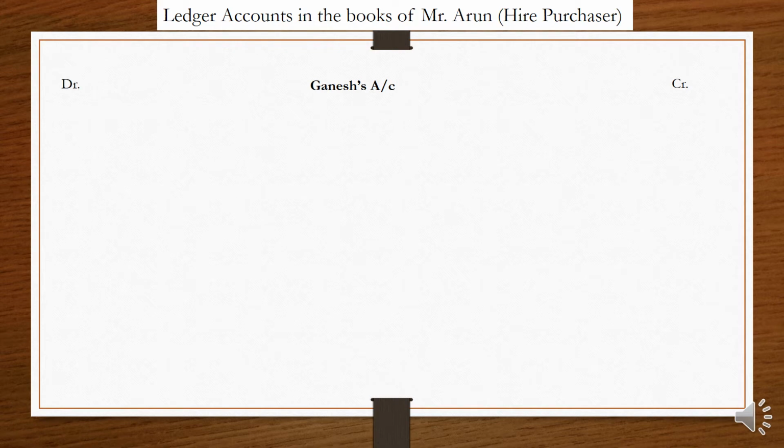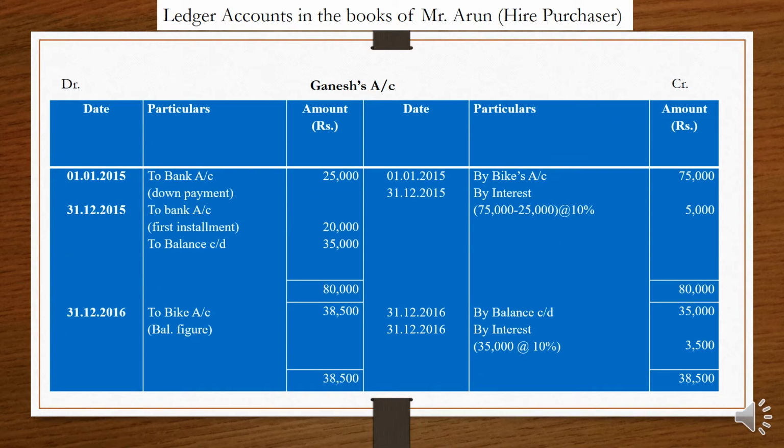Now let us prepare the ledger accounts in the books of Mr. Arun, the hire purchaser. The first ledger account we have to prepare is Ganesh account, who is the hire seller. The first journal entry in the books of hire purchaser is assets account debit to the hire seller's account. The asset we have purchased was a bike. So on 1/1/2015, the date of agreement, the entry is bikes account debit to Ganesh account. So bikes account is debited, and 75,000 is written on the credit side of the Ganesh account, the hire seller's account.